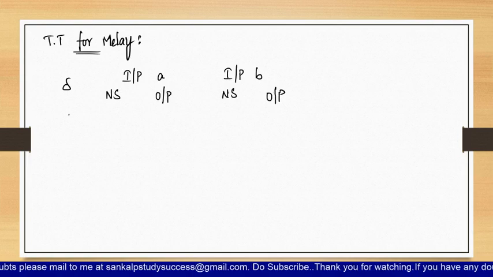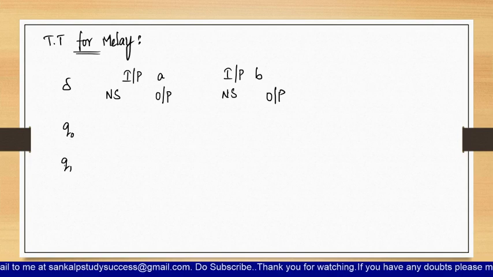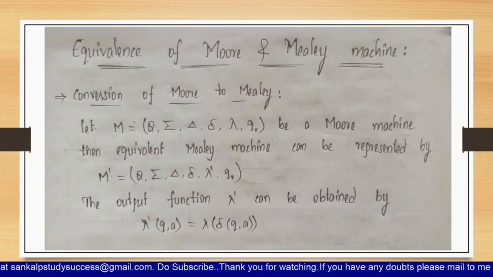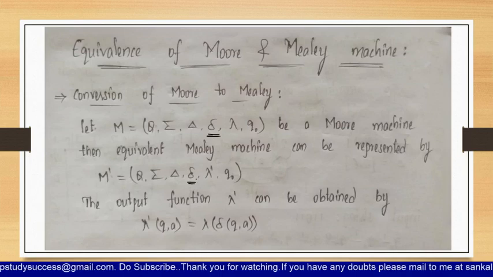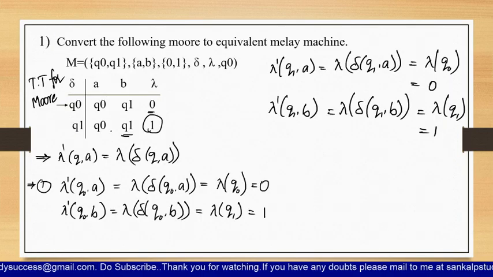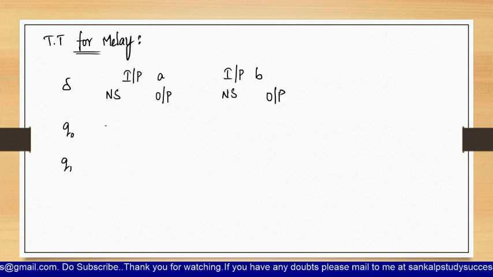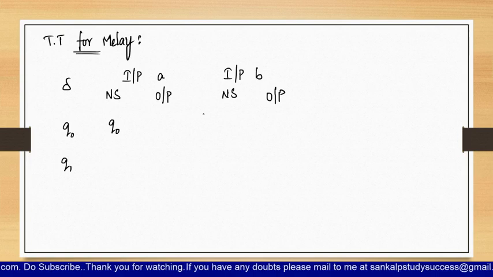So now, what is the transition function? We are having only two states, Q0 and Q1, right? Now we have already seen that transition function. See here, the transition function of the Moore machine and the Mealy machine is the same. So all these values will be the same. Transition function of Q0 to A, Q0 to B, each and everything will be the same, right? So let us write the same values here: Q0, Q1, Q0 and Q1.